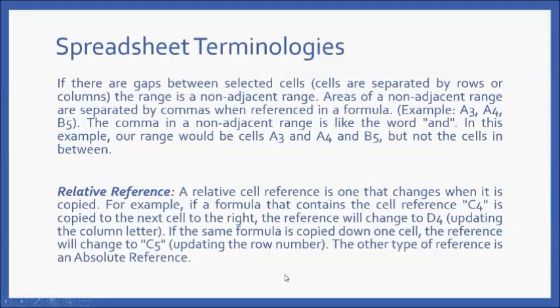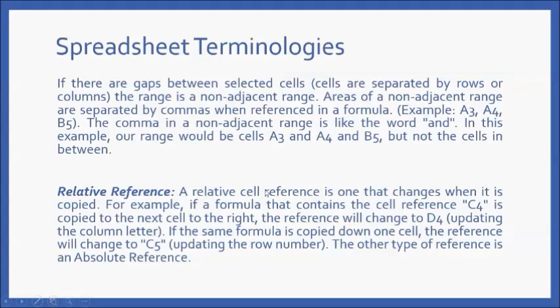If there are gaps between selected cells, cells are separated by rows or columns, the range is a non-adjacent range. Areas of a non-adjacent range are separated by commas when referenced in a formula, such as A3, A4, B5. So the comma in a non-adjacent range is like the word and. In this example, our range would be cells A3 and A4 and B5, but not the cells in between.